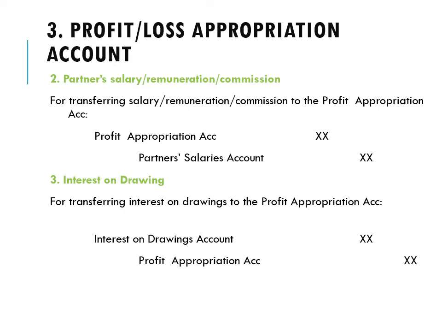On the other hand, interest on drawings represents an income to the partnership because the partners withdraw some cash or goods from the partnership and the partnership charges the partners on the drawings. So the interest is actually an interest income to the partnership. How do you record these transactions? You debit the interest on drawings account and you credit the profit appropriation account as an income to the partnership.